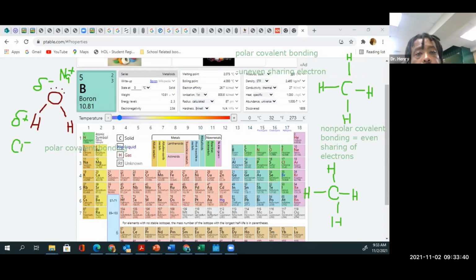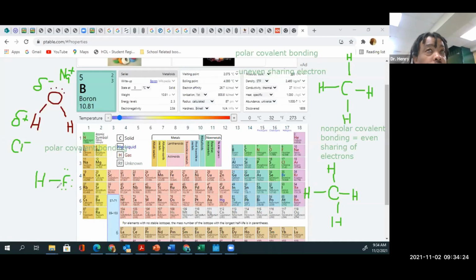Let me erase this. So we have hydrogen and fluorine. Fluorine has 7 valence electrons, so it wants to reach its octet. It's going to share 1 electron with hydrogen, which gives us 2, 4, 6, 8 around it, and hydrogen has 2 around it. So they're both happy.